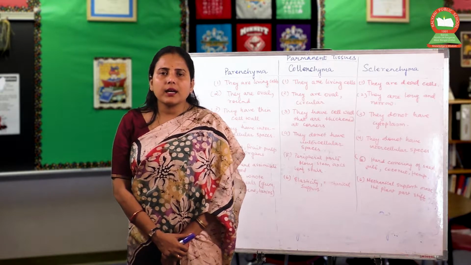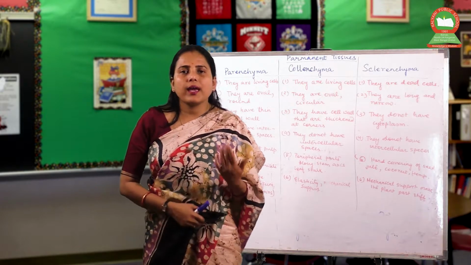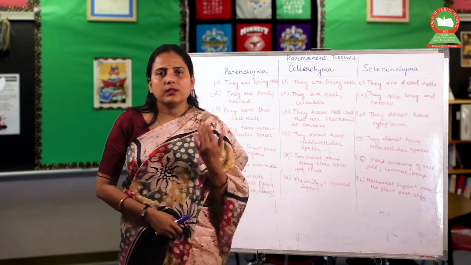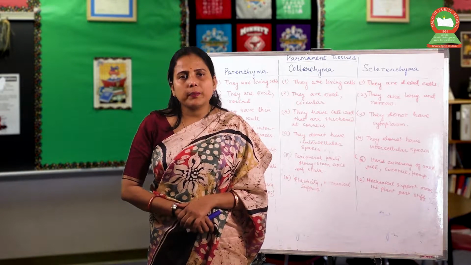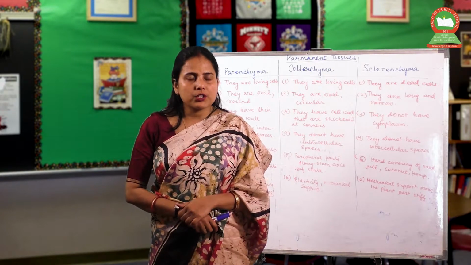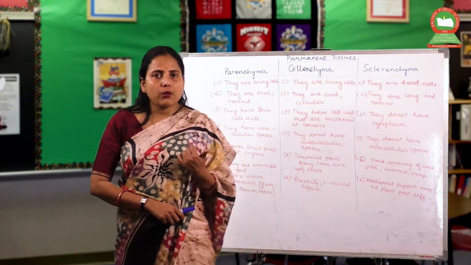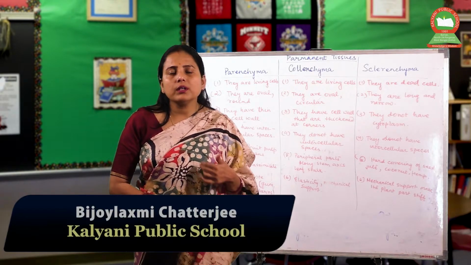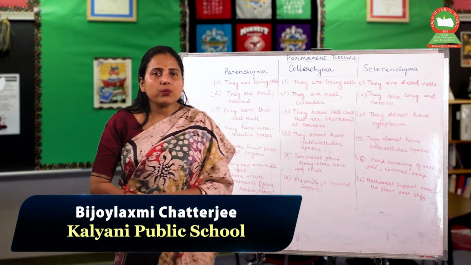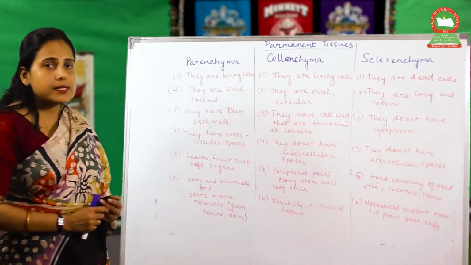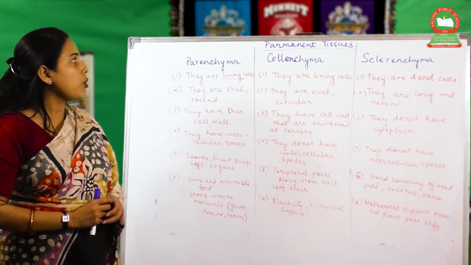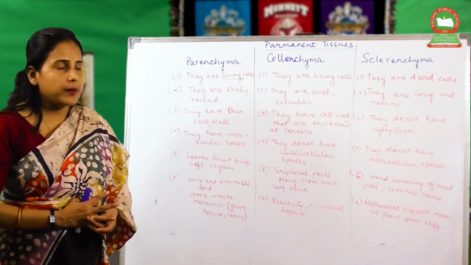In previous classes, we have discussed the tissue types, and we have started the plant tissue discussion, and also covered the meristematic tissue. Now we will discuss the permanent tissues. Let us discuss parenchyma tissues, collenchyma tissues and sclerenchyma tissues.